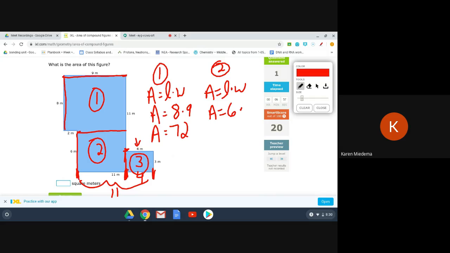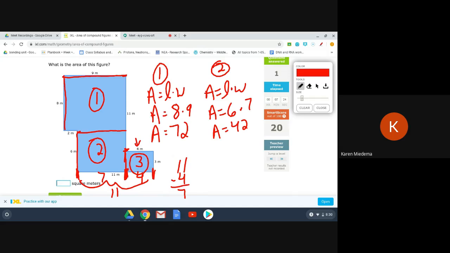Well, I need to subtract. The whole piece is 11 minus 4, giving me 7. So the piece from here to here is 7, which makes sense because 7 plus 4 gives me 11. So now, for rectangle number 2, I know that my width is 7, giving me an area of 42.